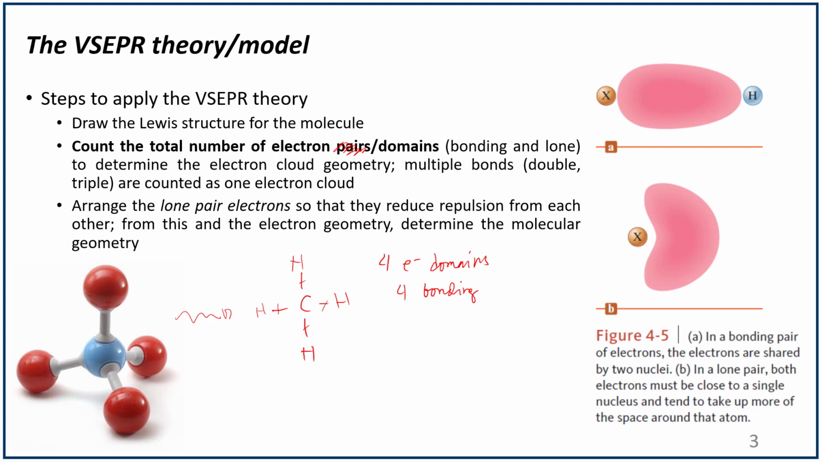Now, I did say earlier that for structures like this, you also count the lone pair around that atom to be another electron domain. So this one also has 4 electron domains, pardon my handwriting, and it has 3 bonding pairs and then 1 non-bonding pair.